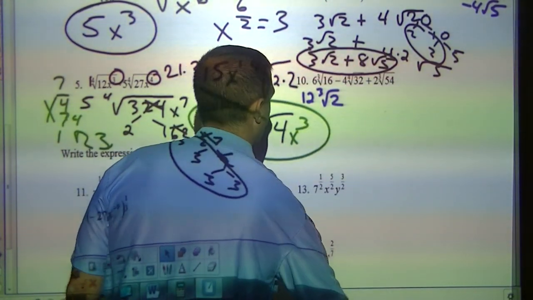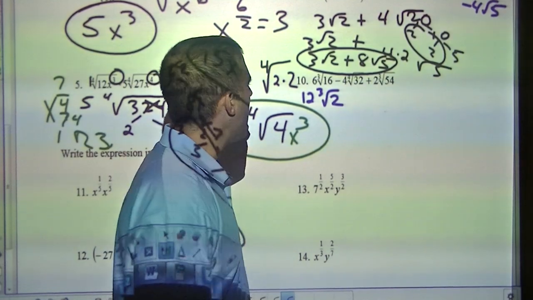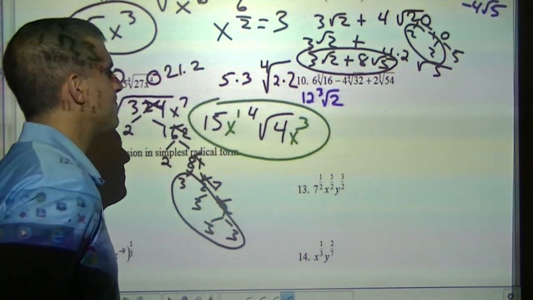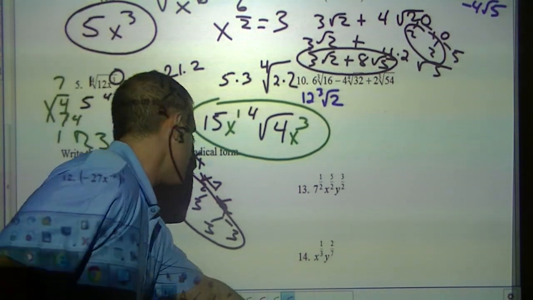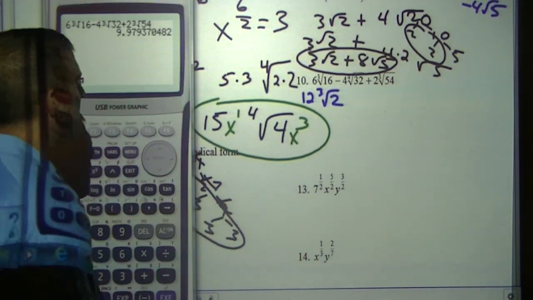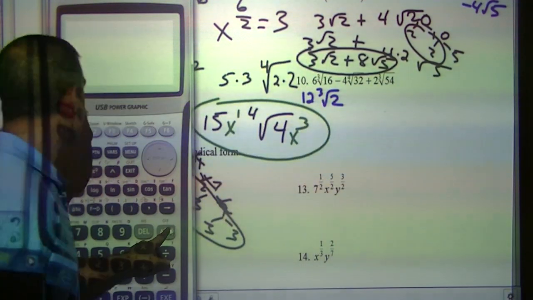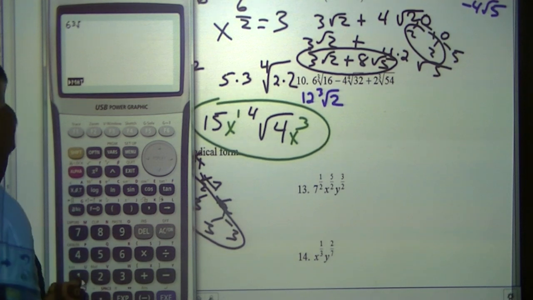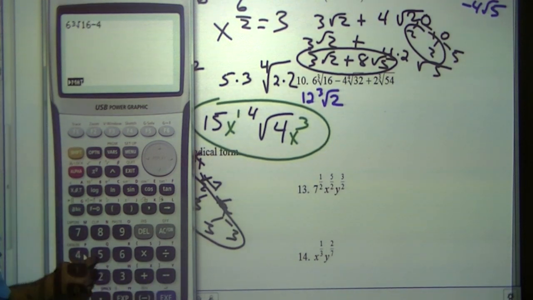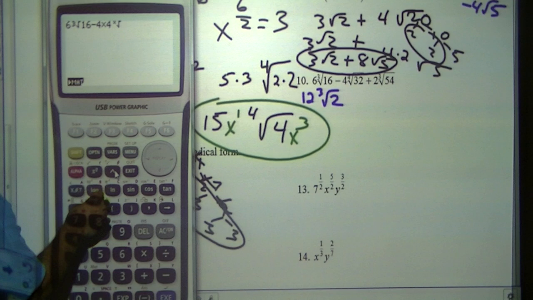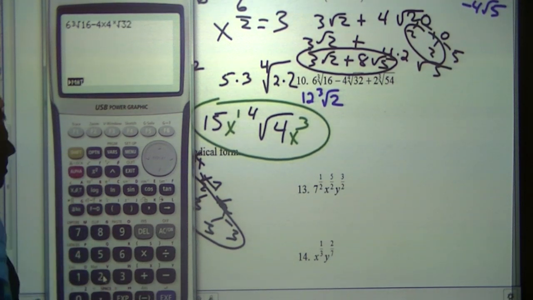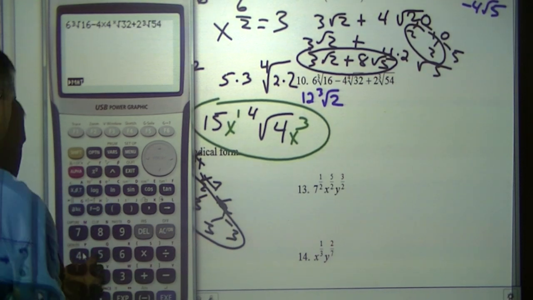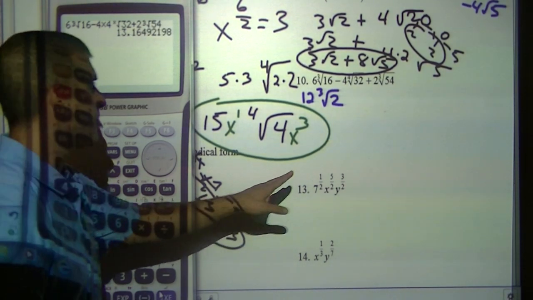Okay? All right. So as you do these, what I would try to do is make sure that you have... whoops, I think I typed it in wrong. Hold on. Is that a 4? Yeah, that's a 4. I'm sorry, we shouldn't have had that for an answer. That's 6 cube root of 16 minus 4 times the 4th root of 32 plus 2 times the cube root of 54. Okay, that's what we should have when we get done.